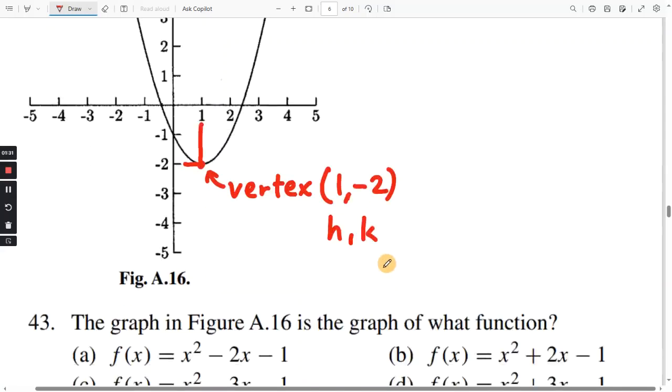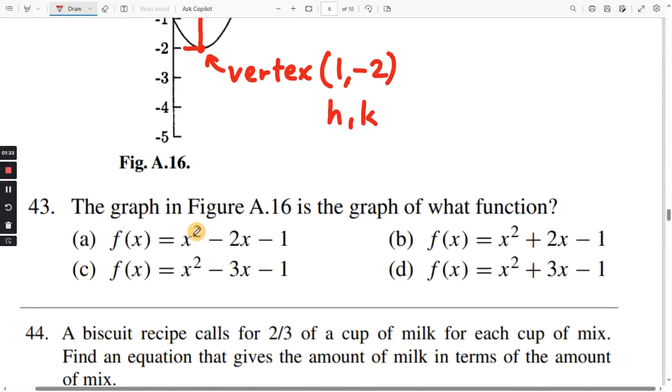And from the multiple choices, like we said, these are ax squared plus bx plus c. We can see in every answer that a is just 1. The coefficient on x squared is just 1. That's true for every one of these answers. So we have h and k, and we also have a equals 1. We can write the equation in vertex form and then convert it to standard form.